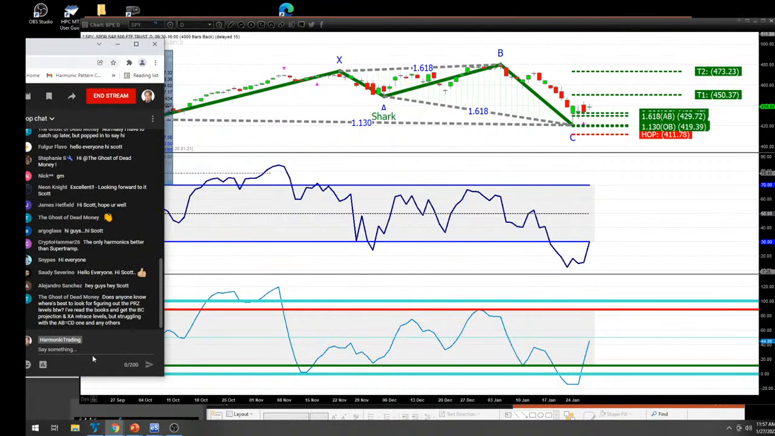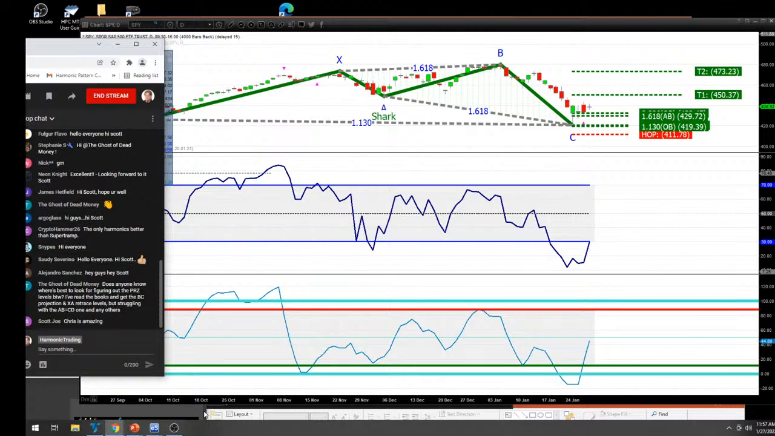Couple shout outs. I think we got some people. Does anyone know where's the best to look for figuring out the PRZ between levels? There's a great question, and absolutely, how to figure out the levels and the zones, that's a really fair question.